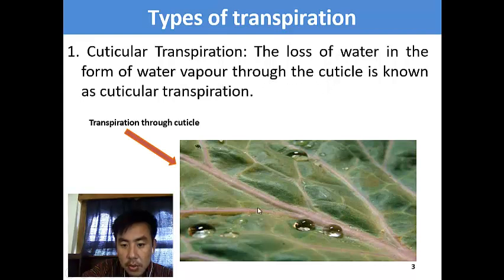If you look at this diagram, we have a leaf, and on the surface of the leaf, we know that there is a sticky-like or a waxy-like substance which is called cuticle. From that cuticle, there is a small loss of water, which is called cuticular transpiration.